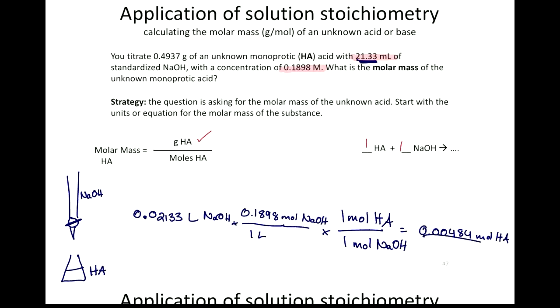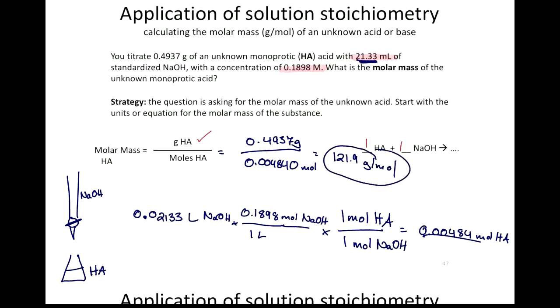And so that will be my denominator for this equation up here. Molar mass of HA is the gram amount of HA, which was given in the question, so 0.4937 grams over the mole amount, so 0.00484. This should have 4 sig figs. Moles, and so that will give you the unit of grams per mole. And so the molar mass here is something like 121.9 grams per mole. All right.